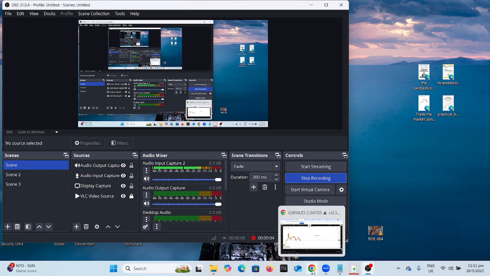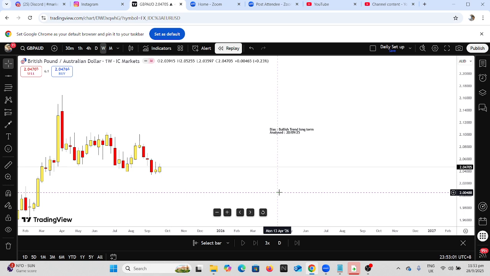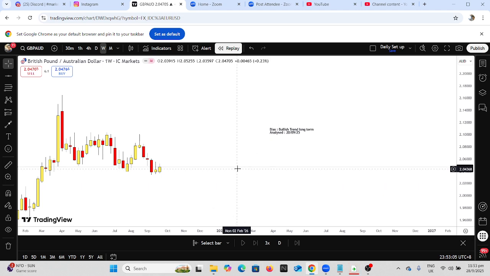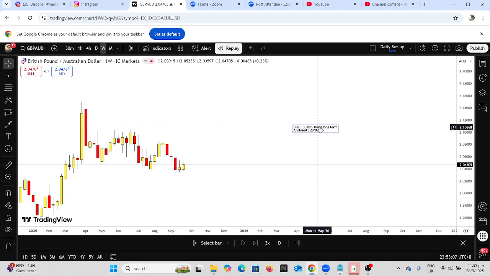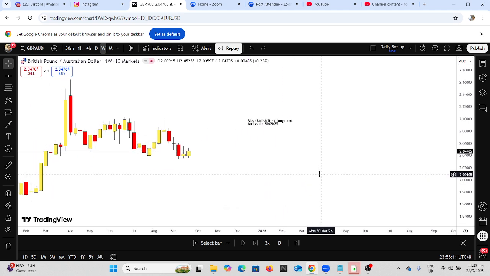I'm going to share with you my thoughts and analysis for certain pairs going into the last 2 days for the month of September before we go into the month of October. Okay, so I'll just begin with Pound Aussie.